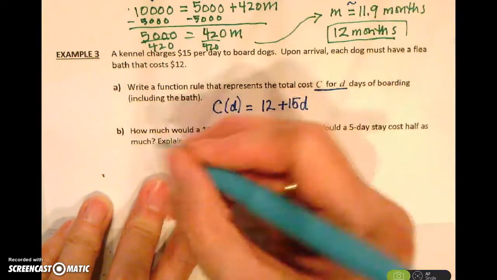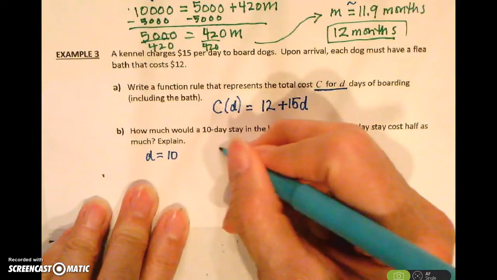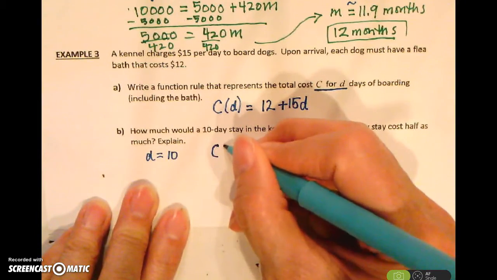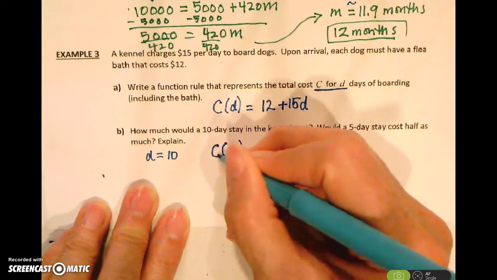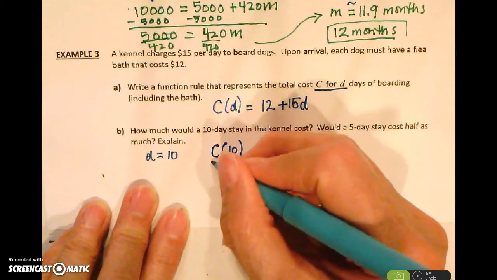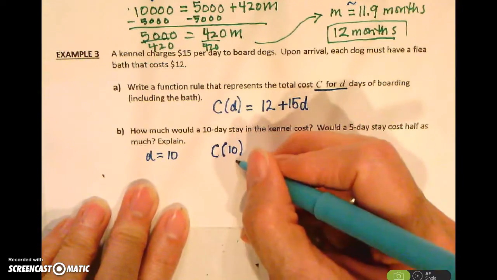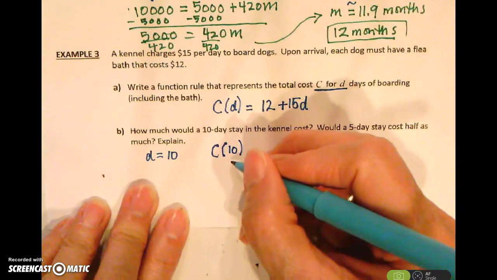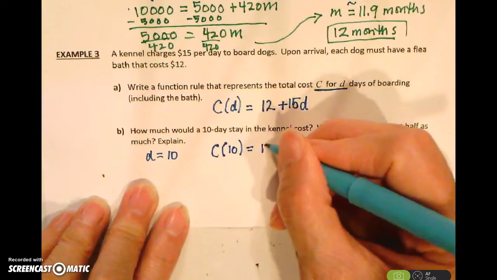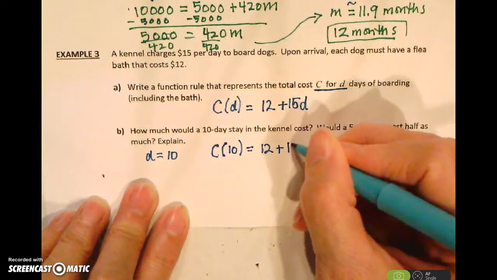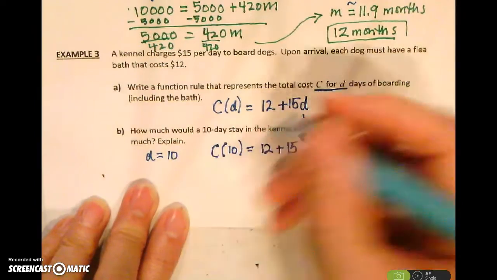Well, if that's the case, then we'd say that D was equal to 10, and we could express that with our function rule this way, C of 10. And again, remember that's not multiplication, it's C of 10. It's a single variable representing the cost if they were in the kennel for 10 days, is equal to 12 plus 15, and in place of the D, I'm going to put in 10.